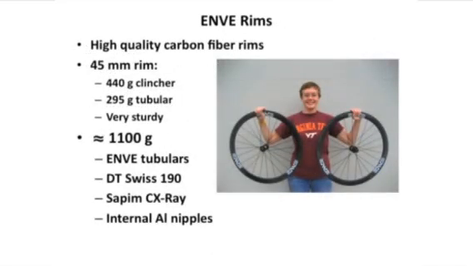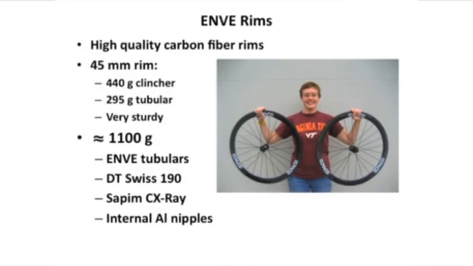I made a number of sets of wheels with Enve rims. These are very high quality carbon fiber rims, 45 millimeters of depth, and these are the weights of the rims. A 45 millimeter Enve clincher is 440 grams, which is pretty light for a deep section carbon rim, and the tubular is even lighter. These are very sturdy rims. I can put a lot of tension on them, so I like that.